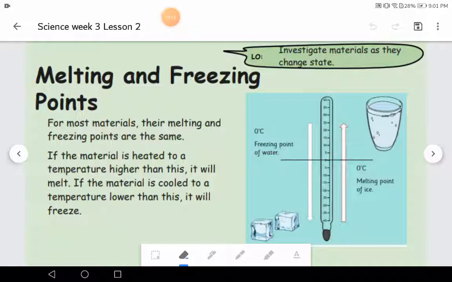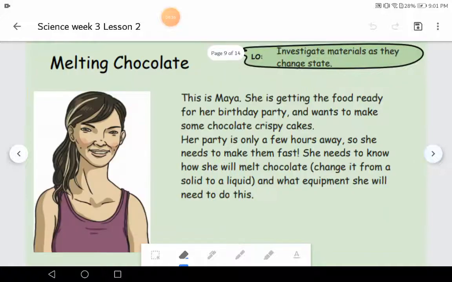For most materials, their melting and freezing point are the same. If a material is heated to a temperature higher than this, it will melt. Let's go. And so here.